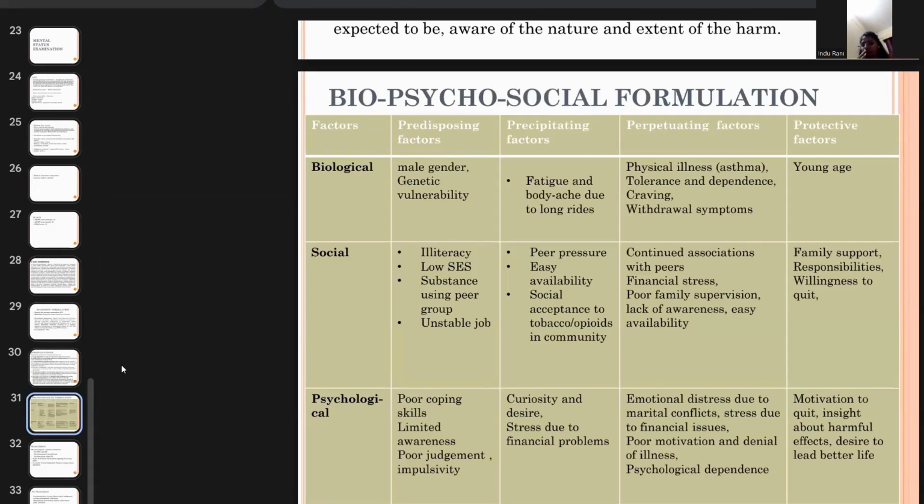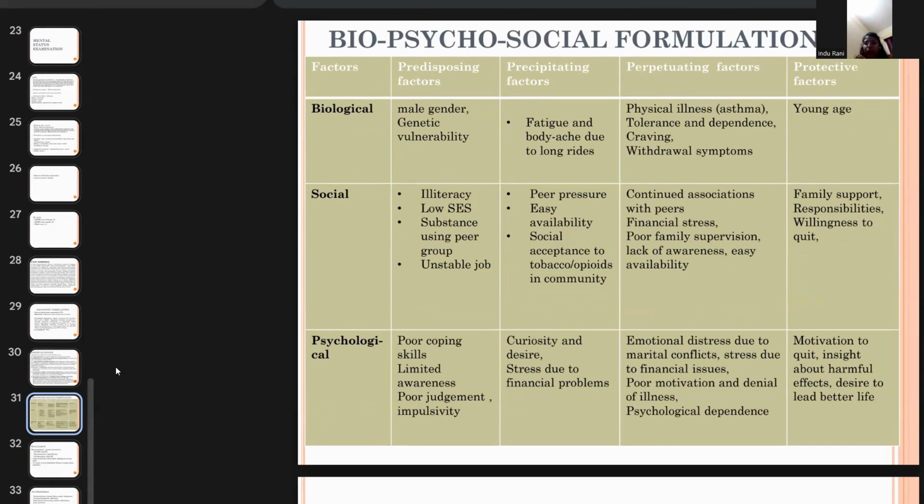Now, the biopsychosocial formulation. In biopsychosocial formulation, there are some points which I want to focus on. The main things are psychological points, in which he has poor coping. He had also taken treatment from the OPD 2 years ago, but he stopped the treatment in between because of poor motivation and poor coping skills. And then after 2 years, he again visited the OPD and got admitted. So I want to focus on that point so that we can plan the treatment.